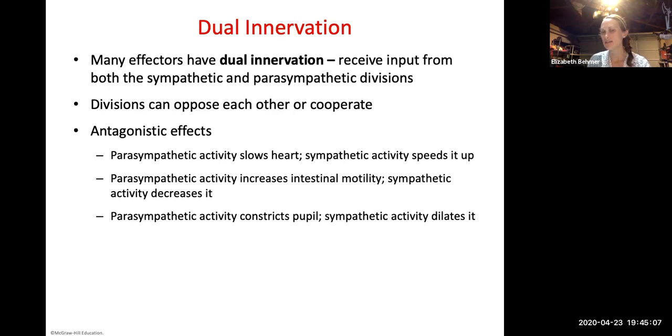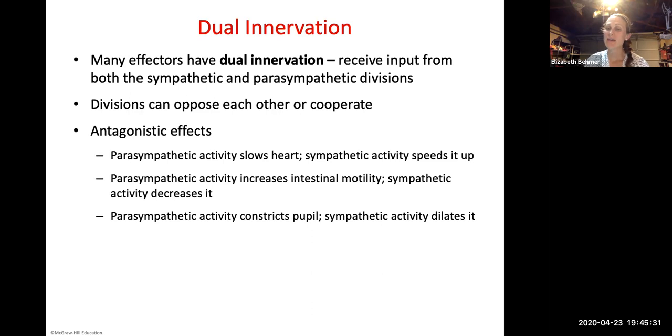And we've been through this a little bit already, but the parasympathetic activity will slow your heart rate down. Your sympathetic activity speeds it up. Parasympathetic activity increases your intestines' ability to digest, and your sympathetic activity decreases it because in a fight or flight situation, you're not worried about digesting the food in your gut.